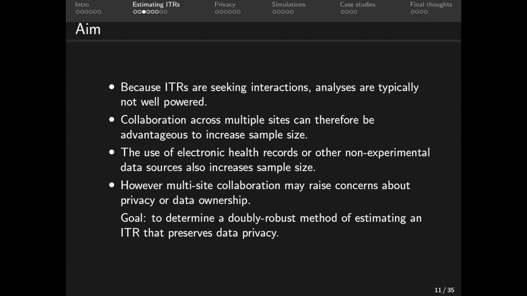One is privacy concerns. Anytime you send data outside of your system, you risk it being stolen or taken by bad actors. Data are also very valuable. You share it for one purpose, but there's no guarantee it won't be used for others, right? So it's sensitive and it's valuable. So there may be concerns about privacy or data ownership such that sites don't actually want to share their data. So our goal was to see if we could come up with a method that has this nice double robustness property that allows us to estimate these individualized treatment rules without the individual centers actually giving up personal data.